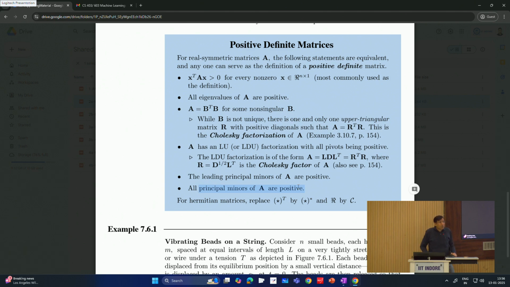Sometimes it's difficult to prove the general definition, so then you fall back on these characterizations. You find the eigenvalues or you find the minors and so on and so forth. Everybody knows what minors are. In case you don't know, go back to linear algebra and find it.